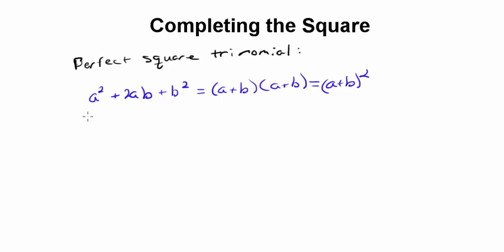Likewise, you've got the second situation, which is a squared minus 2ab plus b squared. So the only thing that changed was the sign of your middle term, your linear term. Well, this can be factored to a minus b times a minus b, which in turn can be rewritten as a minus b quantity squared because the factors are the same. So again, those are the two types of perfect square trinomials.